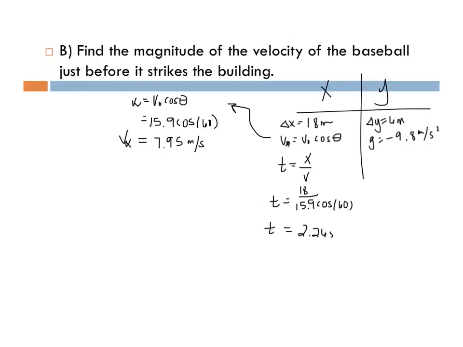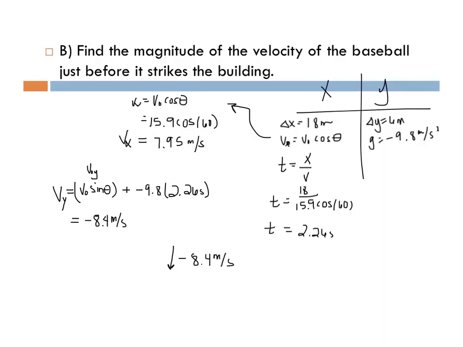Now we want to solve for the velocity in the y direction as it hits. So we know v naught sine theta is our v naught y plus negative 9.8. And now we know time, so that's 2.26 seconds. So our velocity in the y direction is negative 8.4 meters per second. And that makes sense that our object has a negative velocity in the y direction. So we know that it's falling at that point.